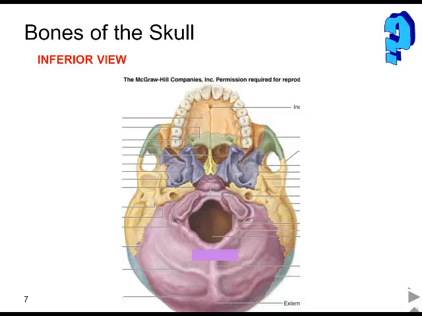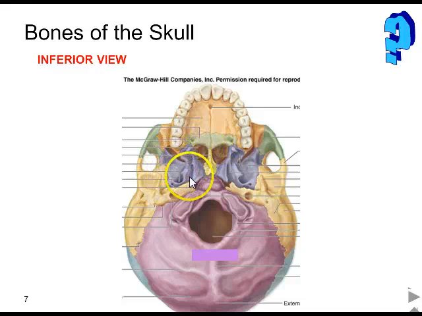Finally, we can see an inferior view of the skull. Let's identify again some of the major bones we can see from this view. The majority of the inferior view is taken up by the occipital bone in purple. The occipital bone has a large space inside, which is called the foramen magnum, meaning big hole. We can also see the upper jaw, which is the maxilla, and also the palatine bone forming this posterior portion of the hard palate.